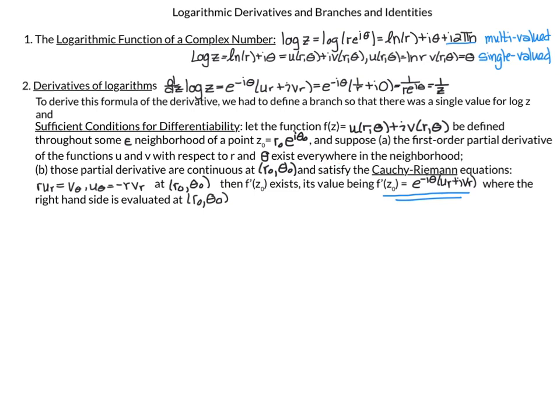And third, the partial derivatives satisfy the Cauchy-Riemann equations, then we know that the derivative f prime of z naught exists, and we have a formula for f prime of z naught equals e to the minus i theta times the partial derivative of u with respect to r plus i times the partial derivative of v with respect to r.